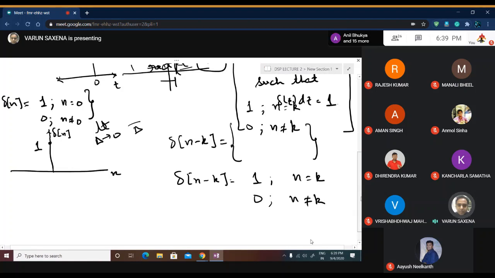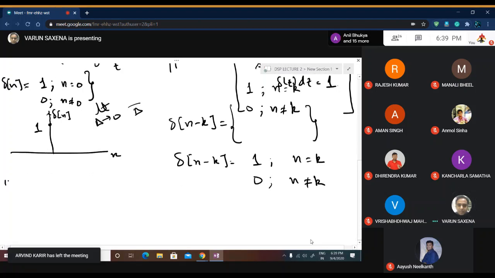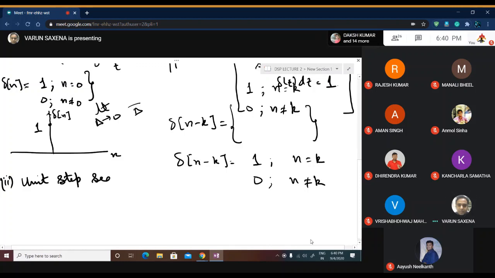The next function, which is important, is the unit step sequence. Now, how would this look? Forget about anything else. How will this function look? This function will look as follows.